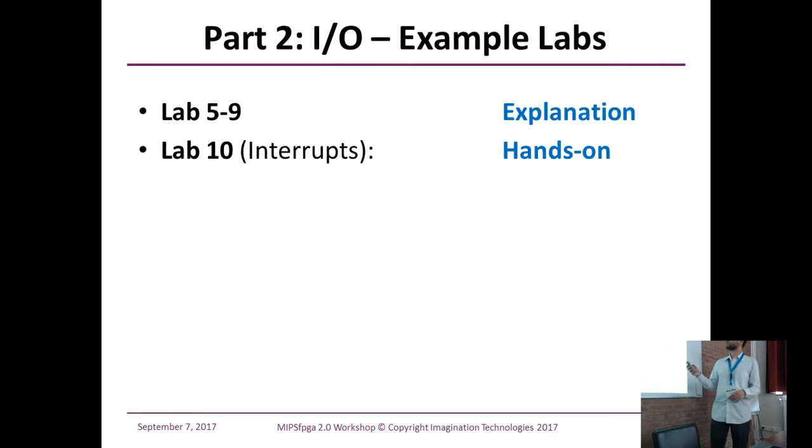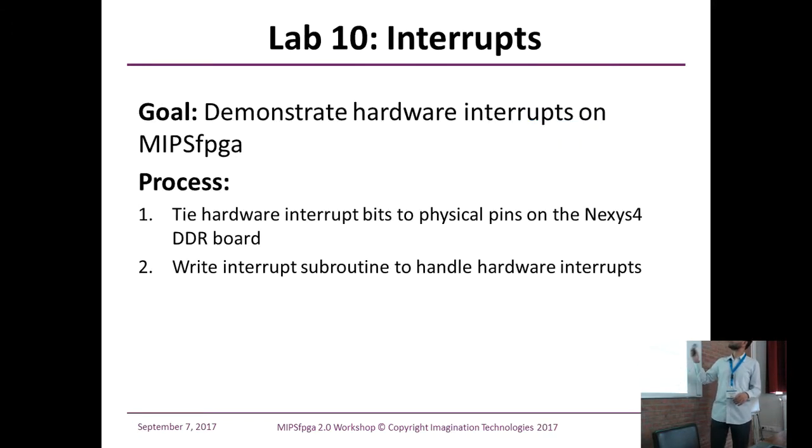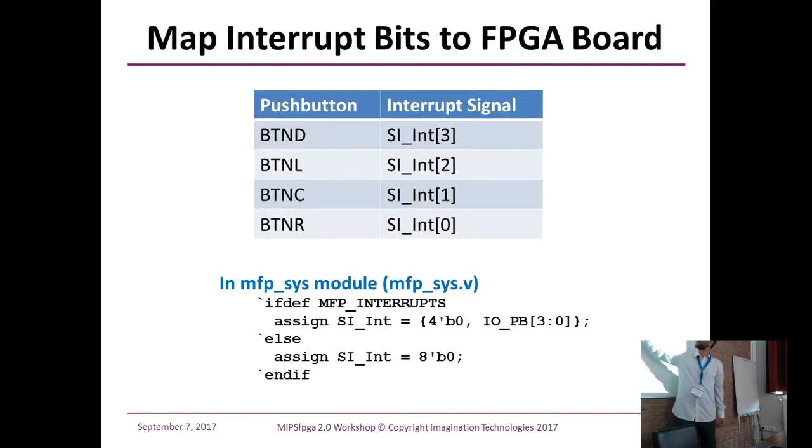Okay, so lab 10 interrupts. The goal is to demonstrate hardware interrupts on MIPSfpga. The first step, we need to tie the hardware interrupt signals themselves. At the moment we didn't wire the signals from the switches to the interrupt lines. So in MIPSfpga, we have the SI system interface interrupt signals. There are 8 interrupts. Now in this bit stream, they're also wired to the push buttons. Button right, SINT 0, button center, SINT 1, button left, SINT 2, button down, SINT 3. So there are 4 interrupts, and they're wired to the push buttons.